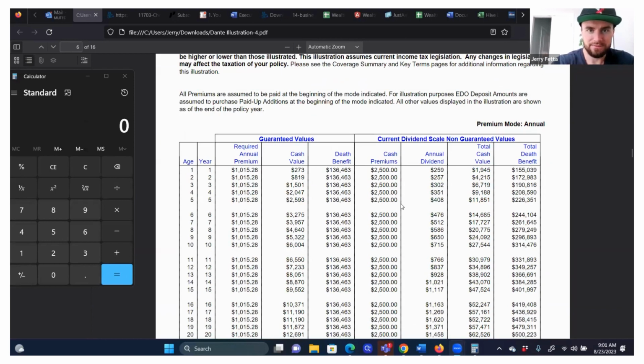Okay, back to our numbers. We've got 2,500 in cash premiums that went in, right? What did that get for us? We got $155,000 in death benefit in year one. Keep in mind, this is for a 6-month-old, right? And then we have $1,945 in cash value, right?